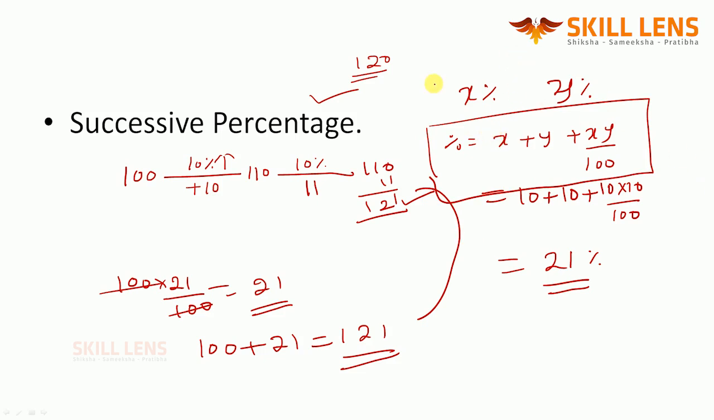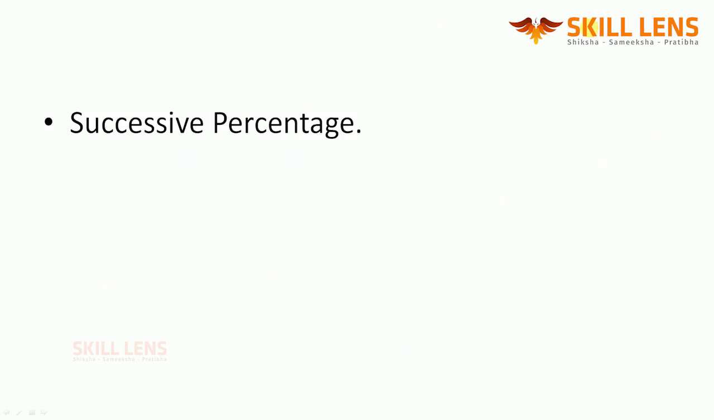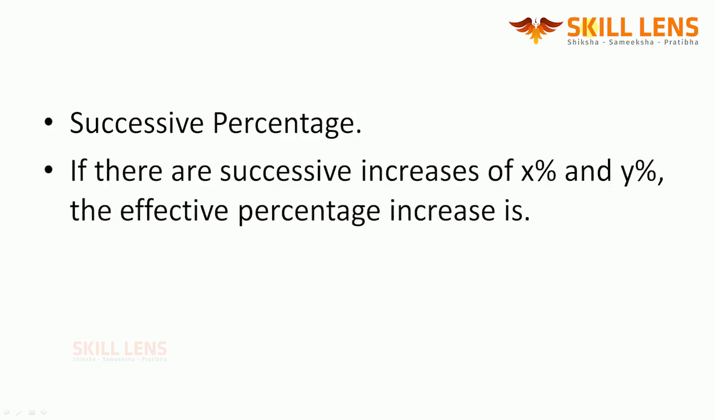Here, always remember, increase means use the plus sign, decrease means use the minus sign. That's it. That will give your answer very easily. Okay, so let's see the questions. There is a successive increase of X% and Y%. The effective percentage increase we can write like this: X plus Y plus XY by 100.